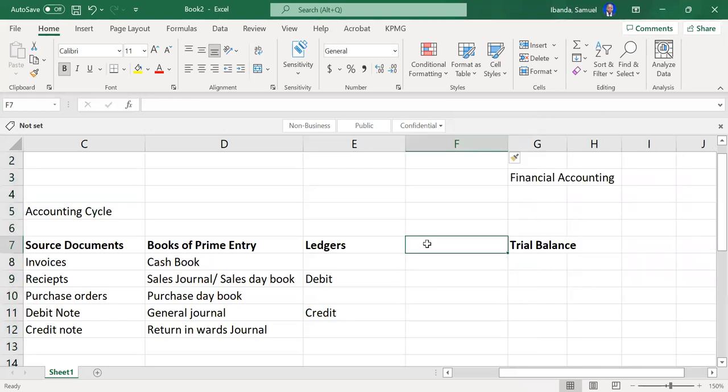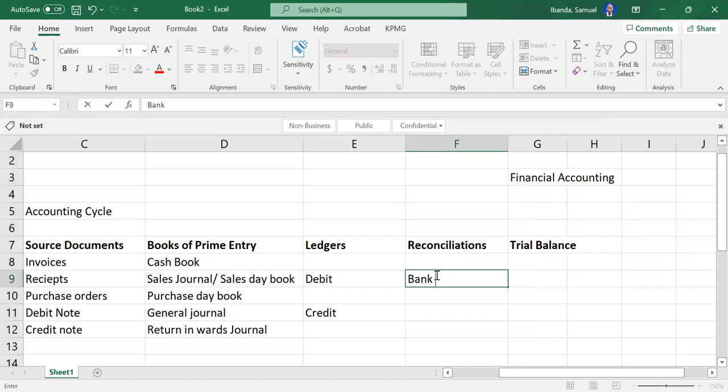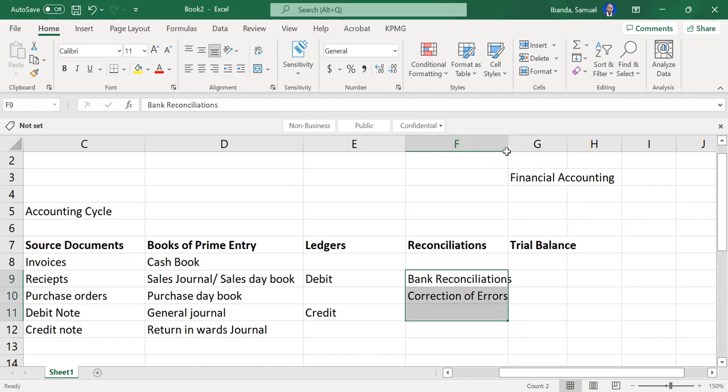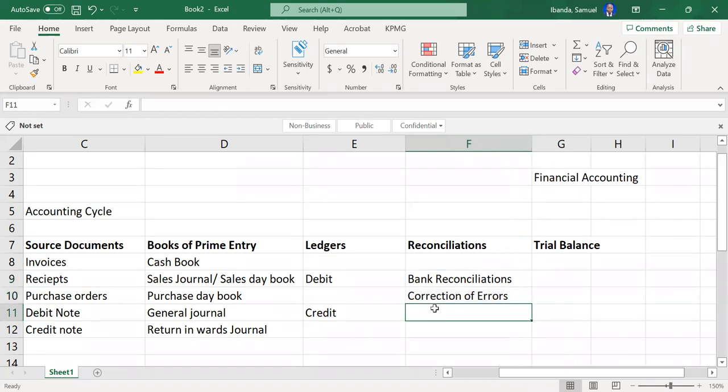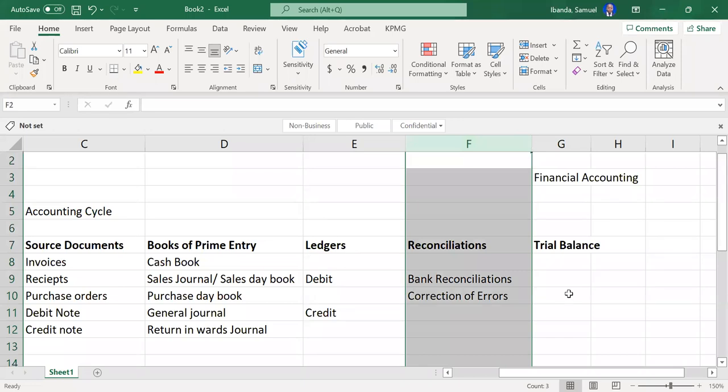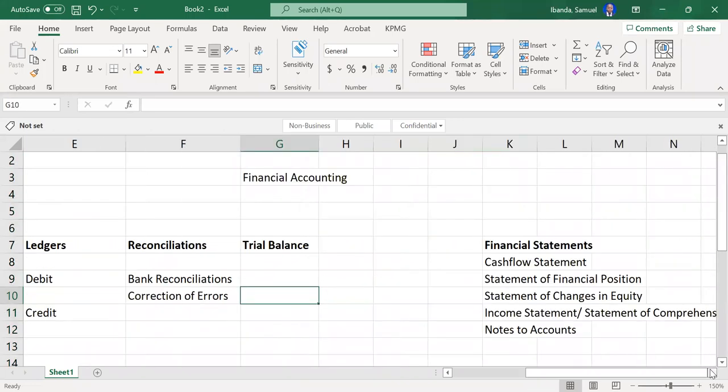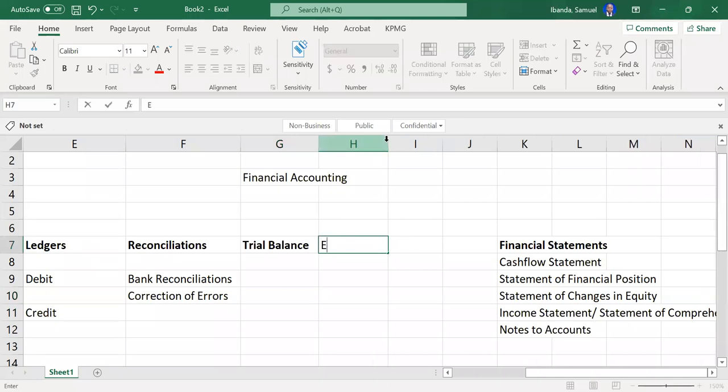But before that, we usually have reconciliations. Some of these reconciliations could be bank reconciliation, or they can also include correction of errors. So once we do correction of our errors and our bank reconciliations, these ones will come after the trial balance. So after our first version of a trial balance, we usually have what we call end of year adjustments.